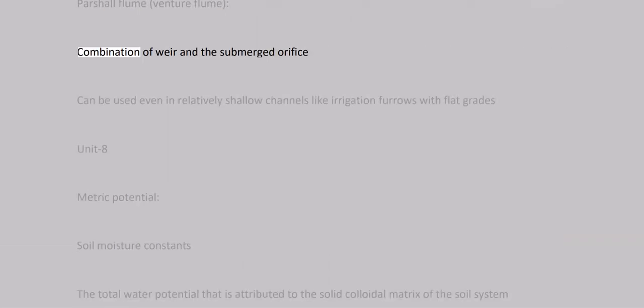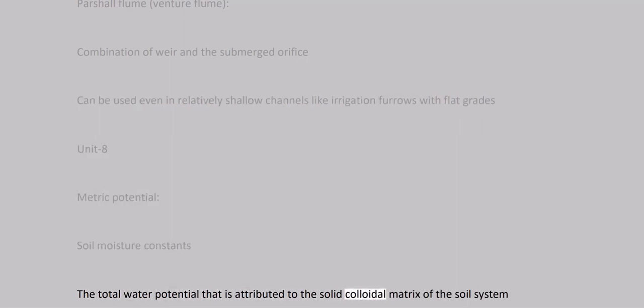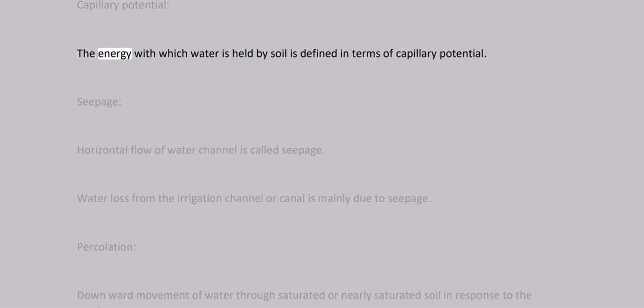Partial flume, venturi flume, a combination of weir and the submerged orifice, can be used even in relatively shallow channels like irrigation furrows with flat grades. Matric potential: the total water potential that is attributed to the solid colloidal matrix of the soil system. Capillary potential: the energy with which water is held by soil is defined in terms of capillary potential.